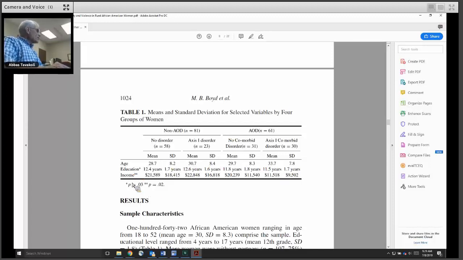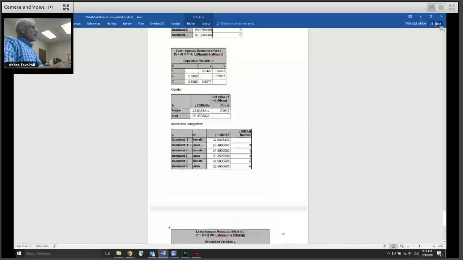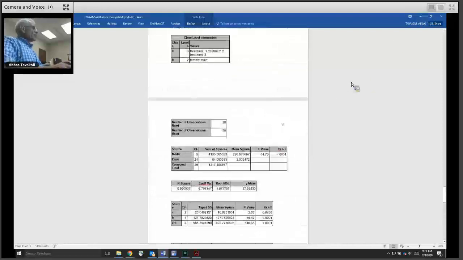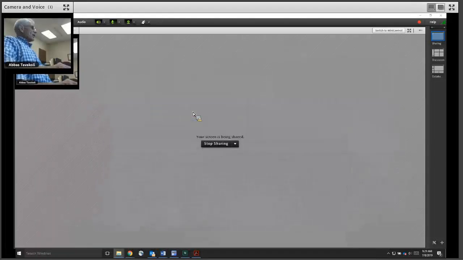And the last question I asked was which variables were significant. The variables in the table were noted by the p-value with a star and double star. These 2 p-values, education and income, were less than 0.05. So both education and income were significant. I hope this helped you to better understand the content of analysis of variance and ANOVA.